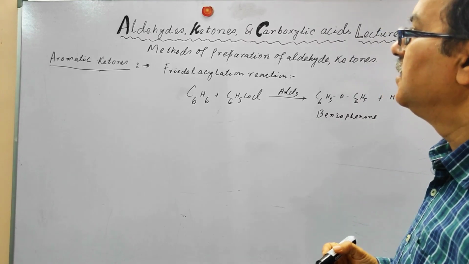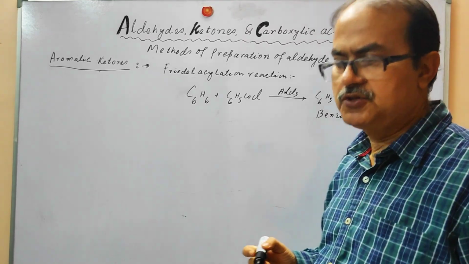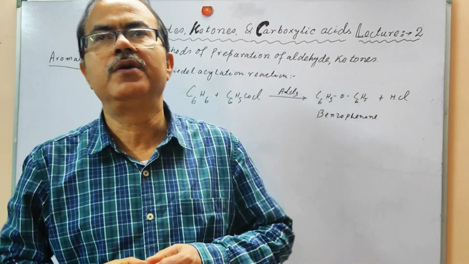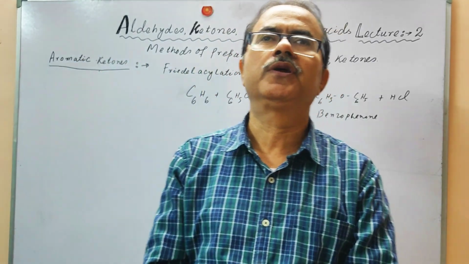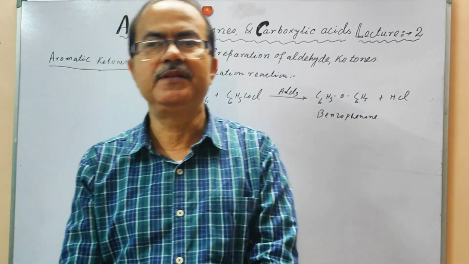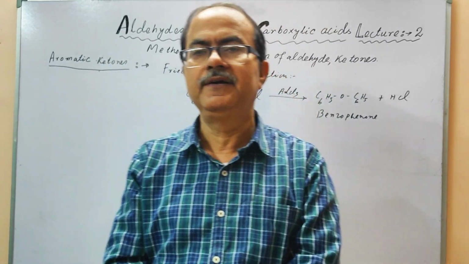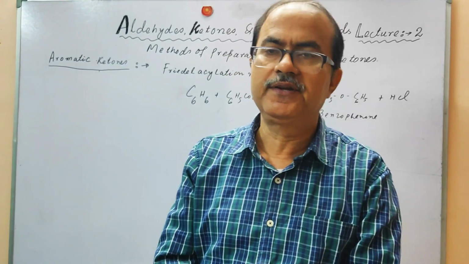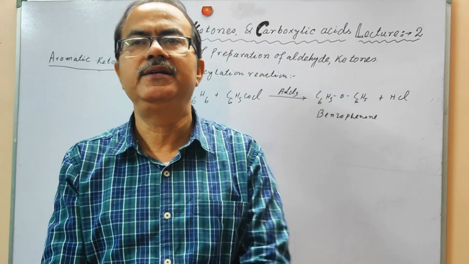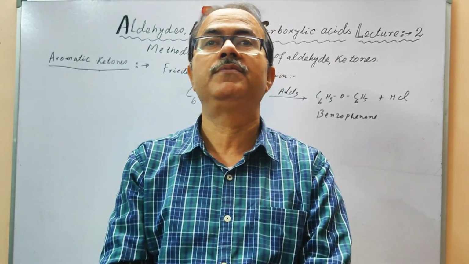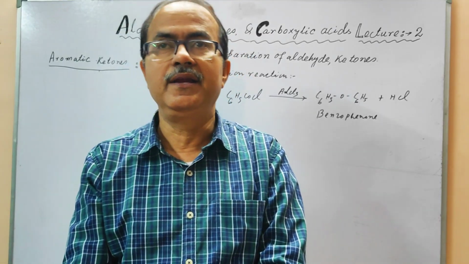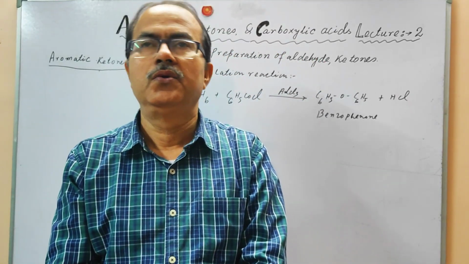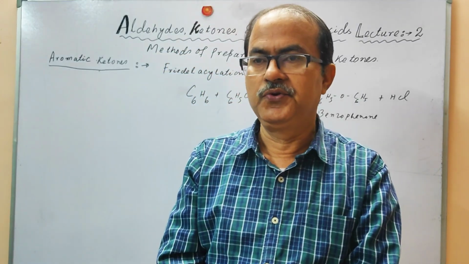Okay. So in this way all the reactions have been covered here. That is a total of 15 reactions we have covered to know how we can prepare aldehydes and ketones. First we discussed the aliphatic aldehydes and ketones, then we discussed the aromatics. Hope that is all clear to you.